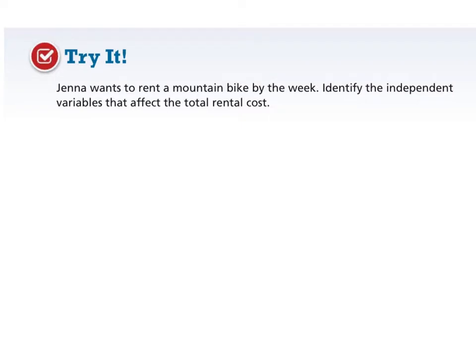On the try it, Jenna wants to rent a mountain bike by the week. Identify independent variables that affect the total rental cost. So we've just talked about what all the different variables are possibly. Out of that list of what we just looked at, we can think about independent variables that are going to affect our rental costs.